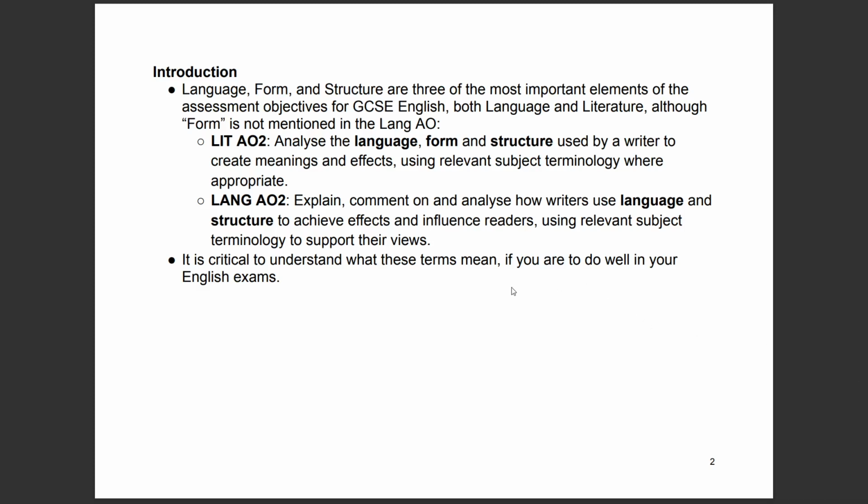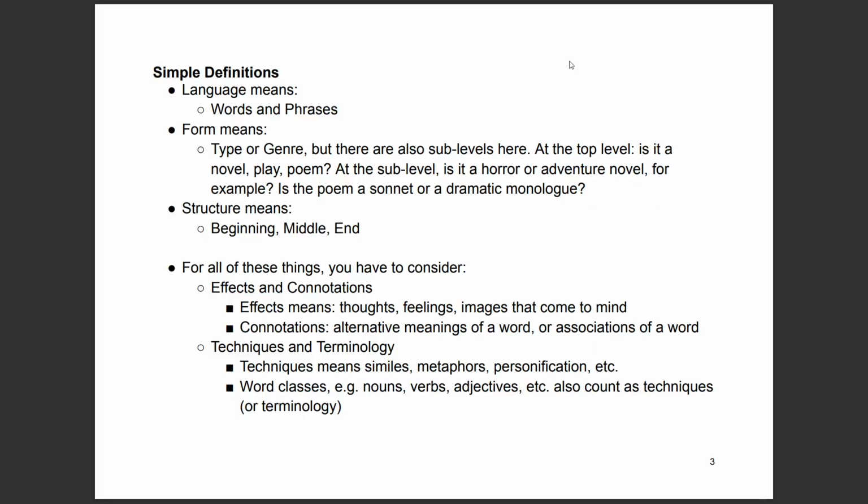It's absolutely critical to understand what these terms mean if you are to do well in your English exams. So we're going to start with simple definitions. Language means words and phrases. You have to pick out words and phrases and discuss their effects and connotations, as we'll see later on.